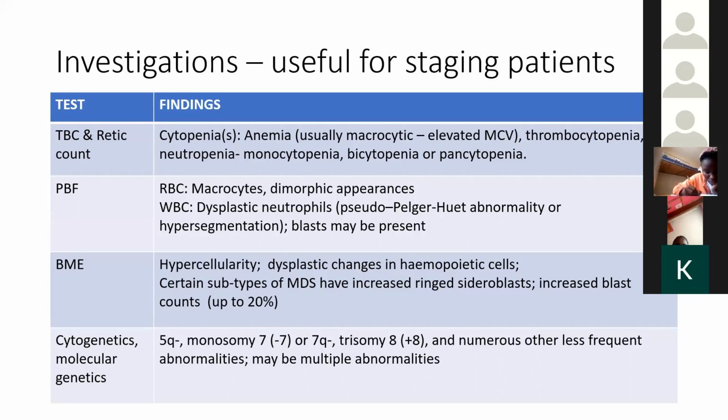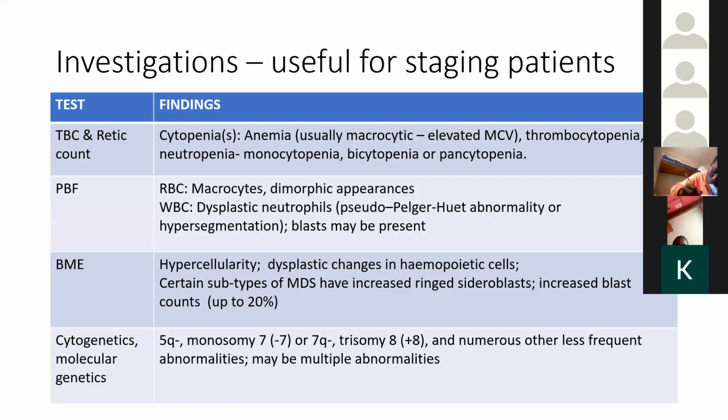On your peripheral blood film, you will see macrocytes. There may be dimorphic appearances, so you may get macrocytes and also microcytic hypochromic cells. This is quite common, especially in the anemia with ringed sideroblasts, myelodysplastic anemia with ringed sideroblasts. You may see the dimorphic appearances.